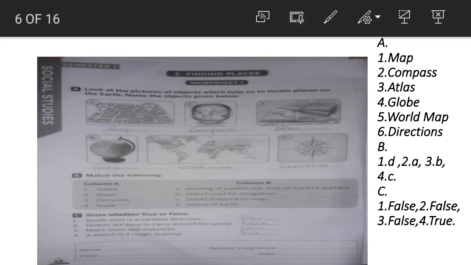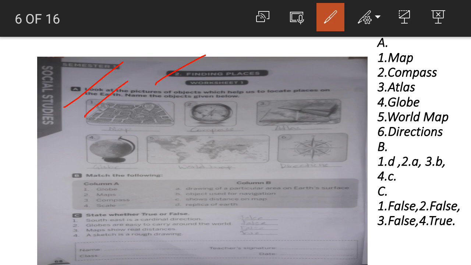Next, page 68. Lesson 2, finding places, worksheet 1. A. Look at the pictures of objects which help us to locate places on the Earth. Name the objects given below. So many objects are given here. We have to recognize those objects which are used to locate places. So question number 1, the first one.